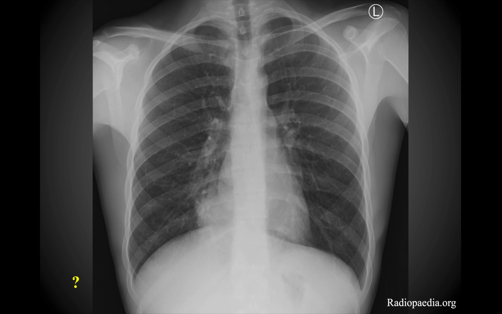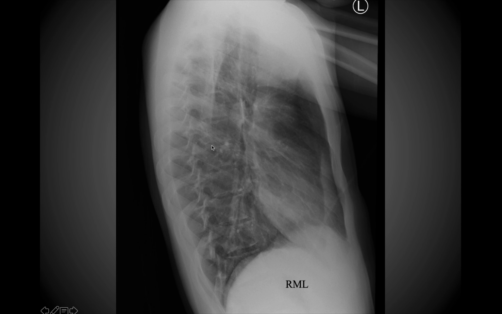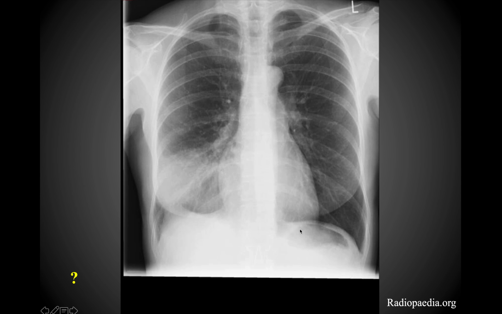So again, remember those adjacent relationships that we talked about, the silhouette signs that we talked about before. When you notice that there's a silhouette sign next to the right border of the heart, that indicates that it's probably the right middle lobe that's been affected. And when you look at it on the lateral view, you can confirm that that is indeed the case. So then looking at this one, try to identify the abnormality.